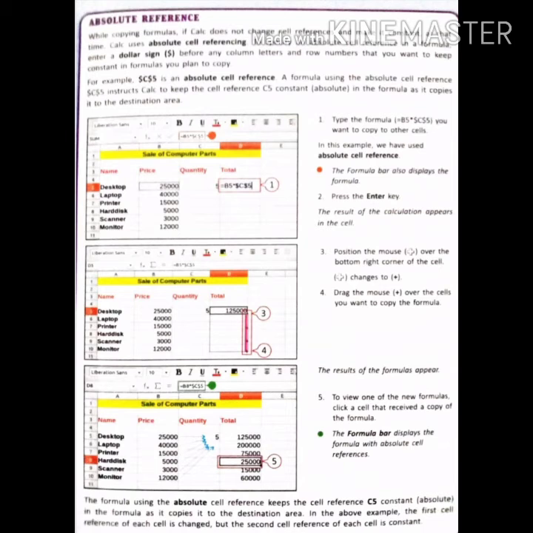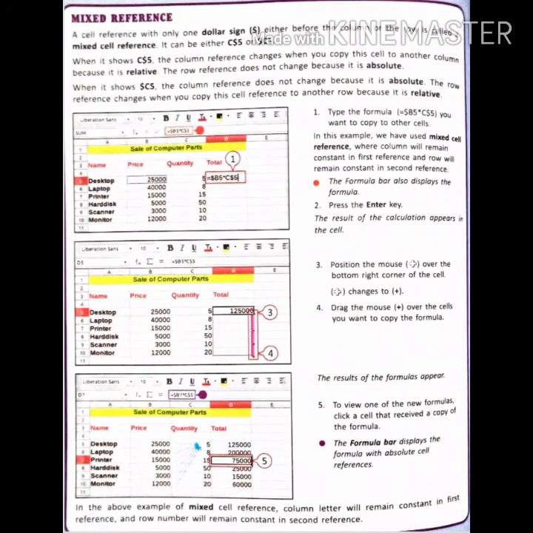The results of the formulas appear. Fifth, to view one of the new formulas, click a cell that received a copy of the formula. The formula bar displays the formula with absolute cell references. The formula using the absolute cell reference keeps the cell reference C5 constant, absolute, in the formula as it copies it to the destination area. In the above example, the first cell reference of each cell is changed, but the second cell reference of each cell is constant.